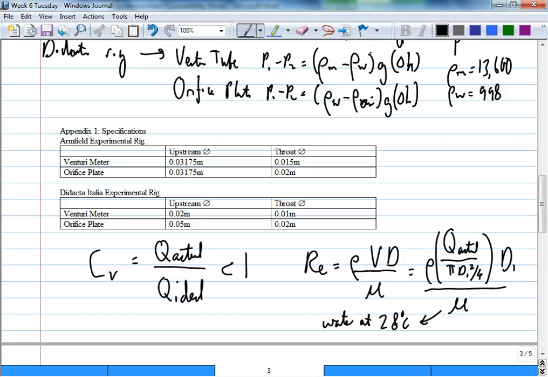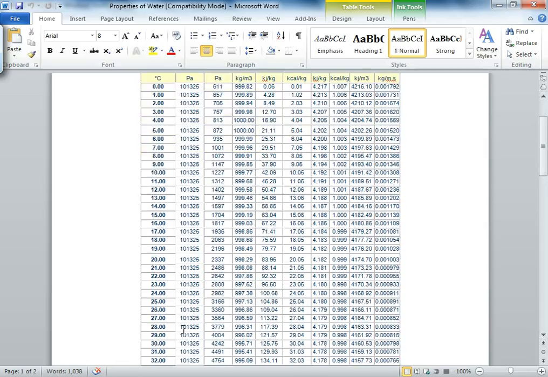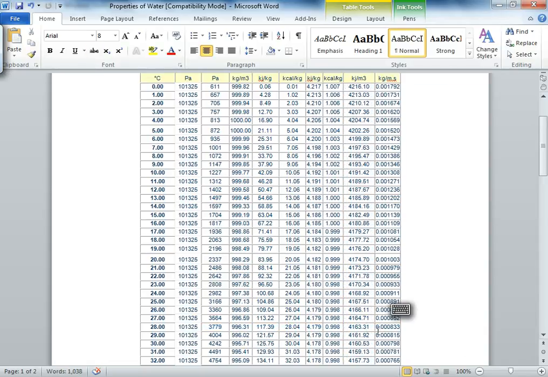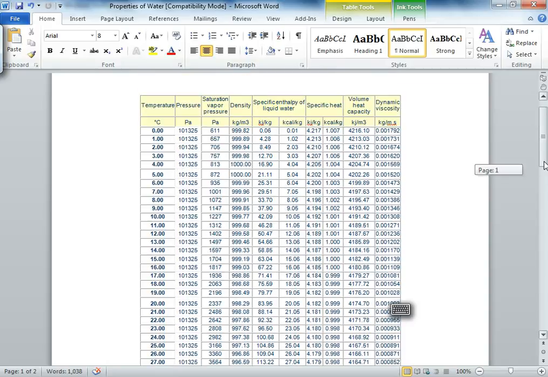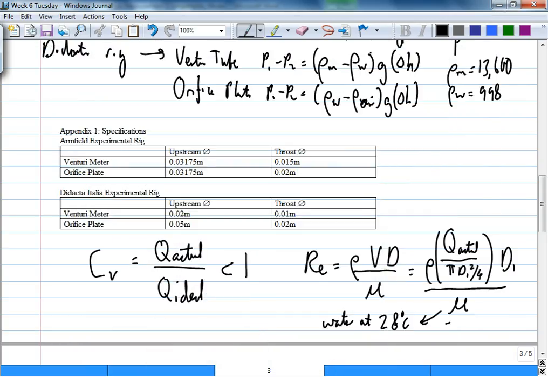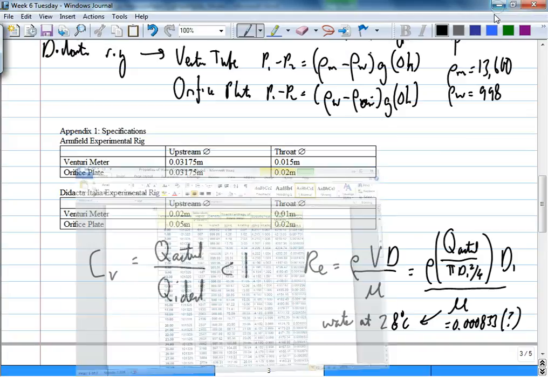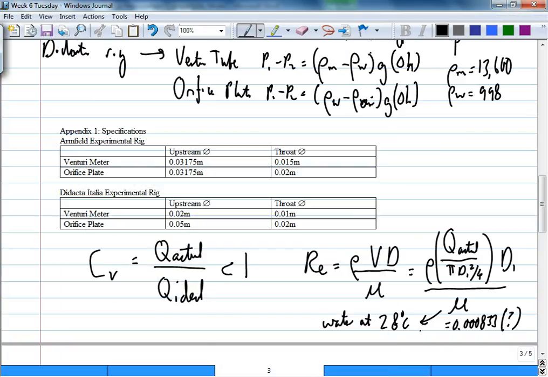Okay, so let's save this one. And how do you get this one? If you look up here, mu at 28 degrees, which one is mu? 0.000833, dynamic viscosity. I don't know what the SI units are. Units here, kg per meter second. Is that okay so far?